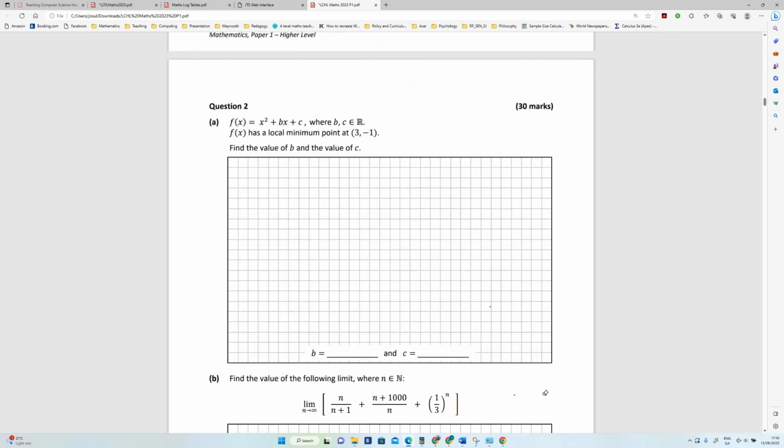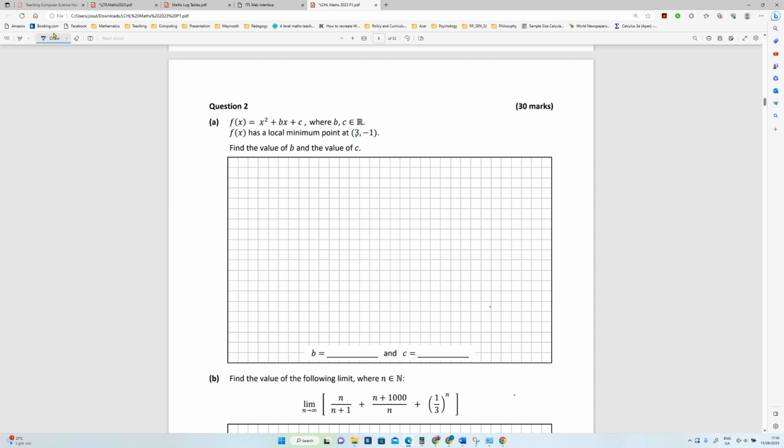Right, so question 2 of paper 1. f of x is equal to x squared plus bx plus c, where b and c are real numbers. f of x has a local minimum point at (3, minus 1). Find the value of b and c.